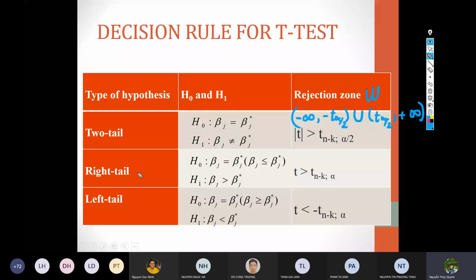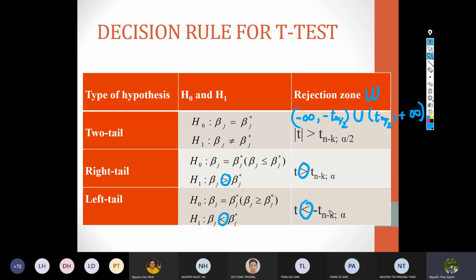Now we have a larger sign in the alternative hypothesis, then the side of the rejection zone will also be the larger side, like this. For the left tail, we have a smaller sign in the alternative hypothesis, then in the rejection zone we will also have the smaller side. But remember that if we have the larger side, then the critical value must be a positive one, and if we have the smaller side, the critical value must be a negative one.